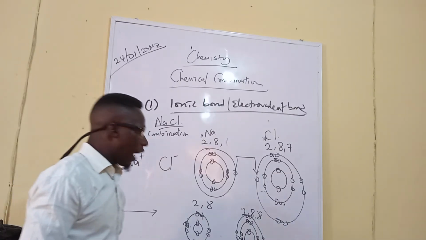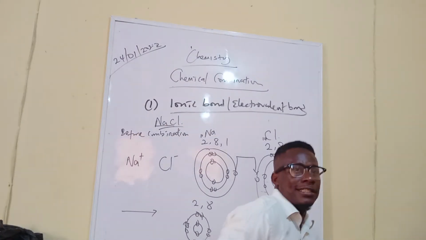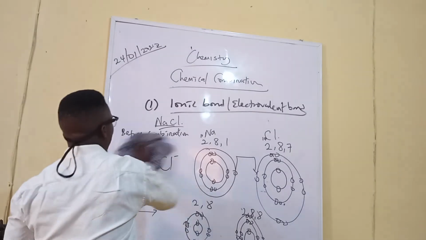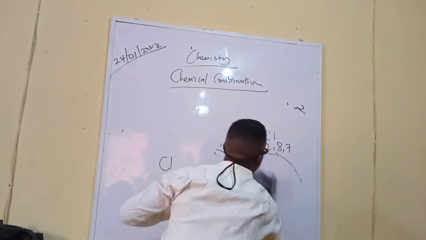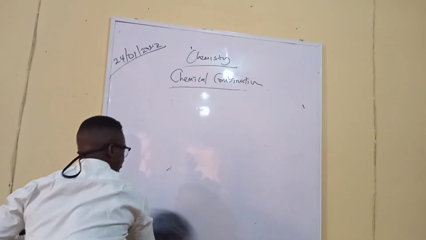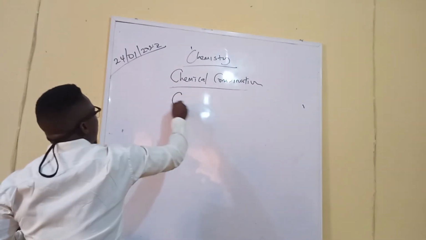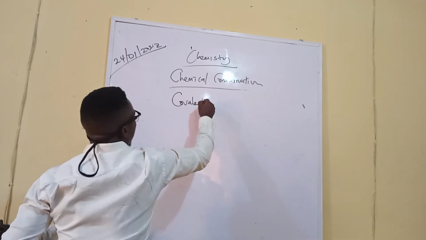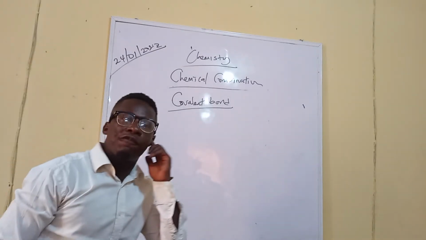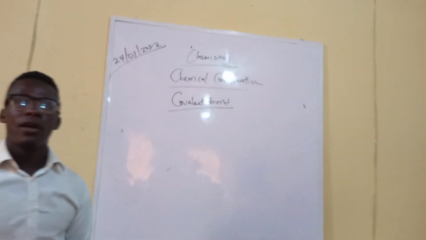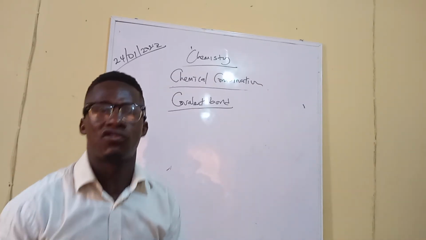Now we go to another bond that is called covalent bond. Covalent bond. So you can repeat after me by saying covalent bond. Now, covalent bonds are formed as a result of sharing of electrons.